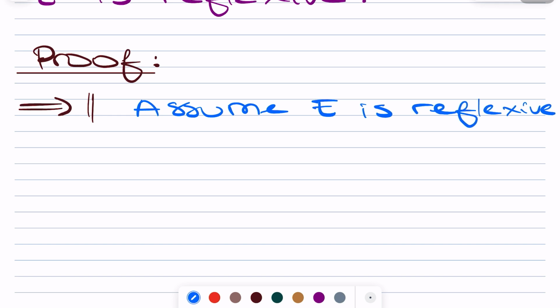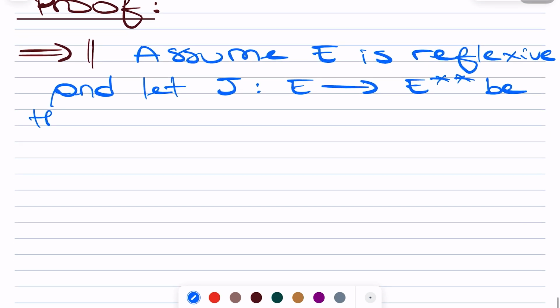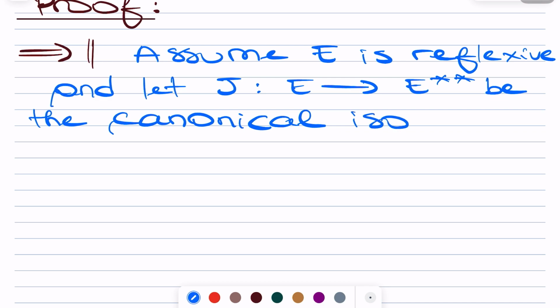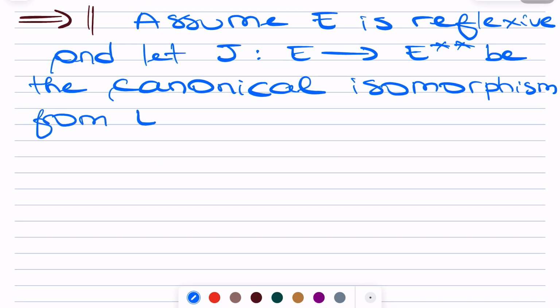Right, and let J be the canonical embedding, canonical isomorphism, from E into E star star. Isomorphism because the space is reflexive.